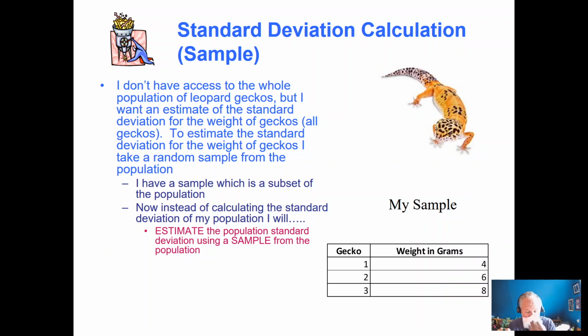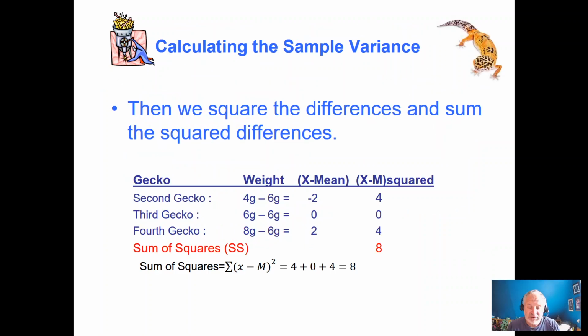I calculate the deviation from the mean. And if I don't square it, what will it always add up to? 0. So what do I have to do to make sure it doesn't always add up to 0? I square the values. So I square the deviations from the mean. So minus 2 times minus 2 is 4. 0 times 0 is 0. And 2 times 2 is 4. The mean in this case was 6 grams.